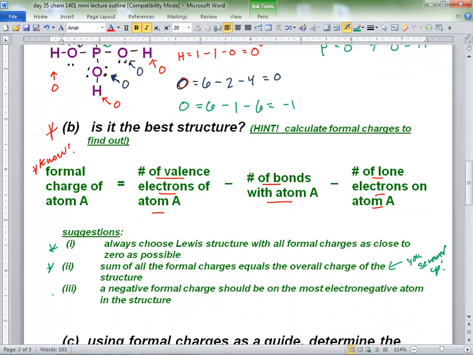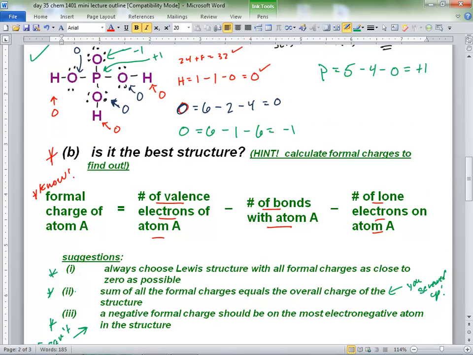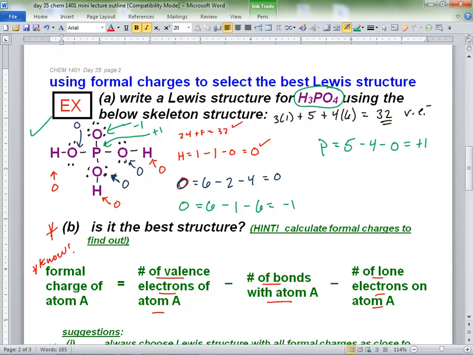A negative formal charge. So if you can't get all zeros, then you better make sure that negative formal charge is on the most electronegative atom. And what was the most electronegative element in the world here? F. So whoever's closer to F is the most electronegative. Okay, we got to try to fix this.